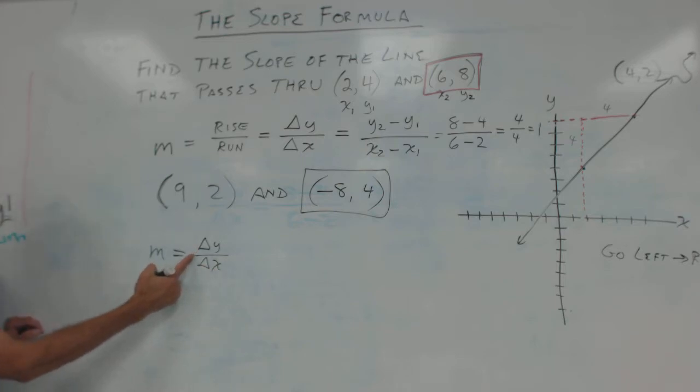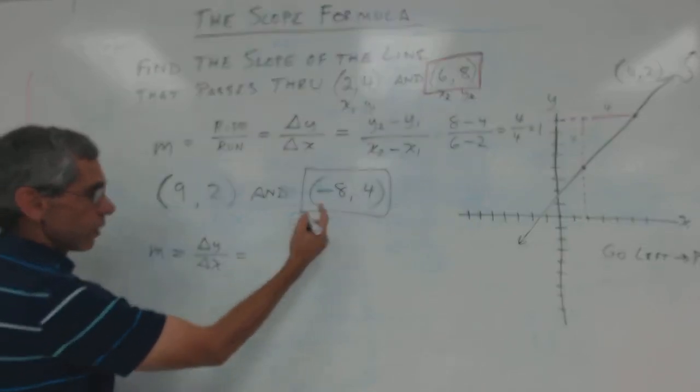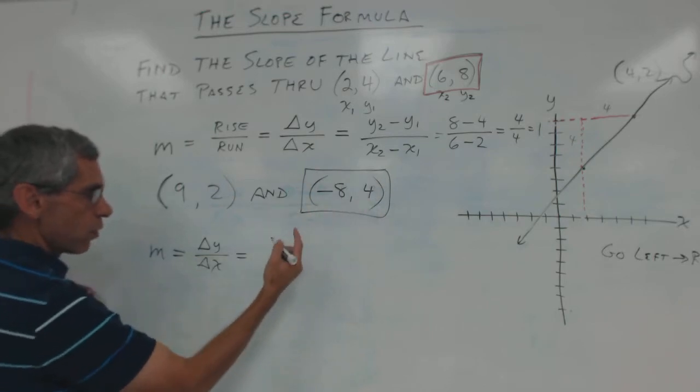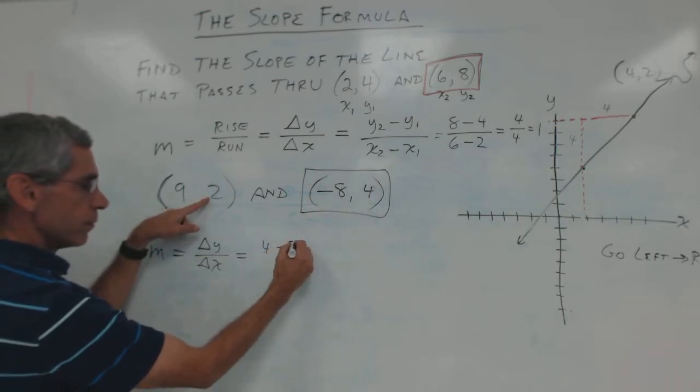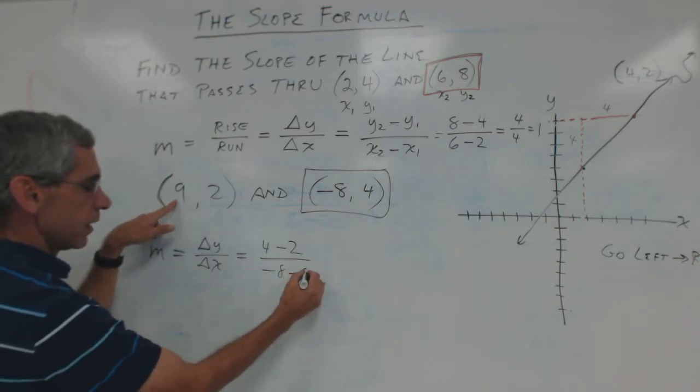It means I'm putting my y's upstairs. A common problem is people put their x's upstairs, even when they know the problem and they know the formula. They put x's upstairs, but it's y's. So I'm going to start with this one because that's my box: 4 minus 2 over negative 8 minus 9.